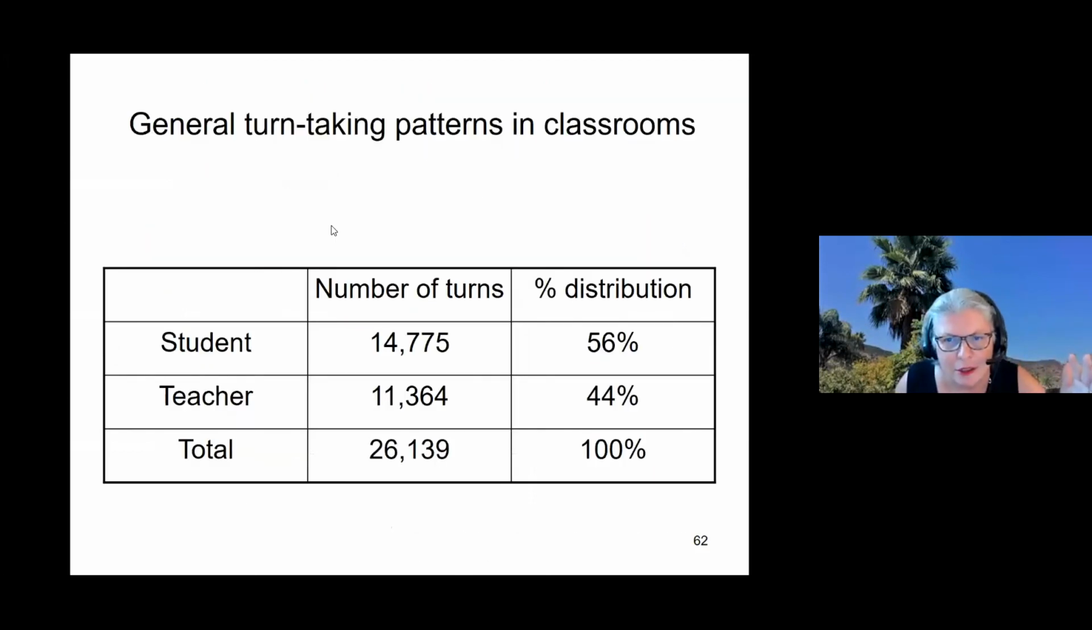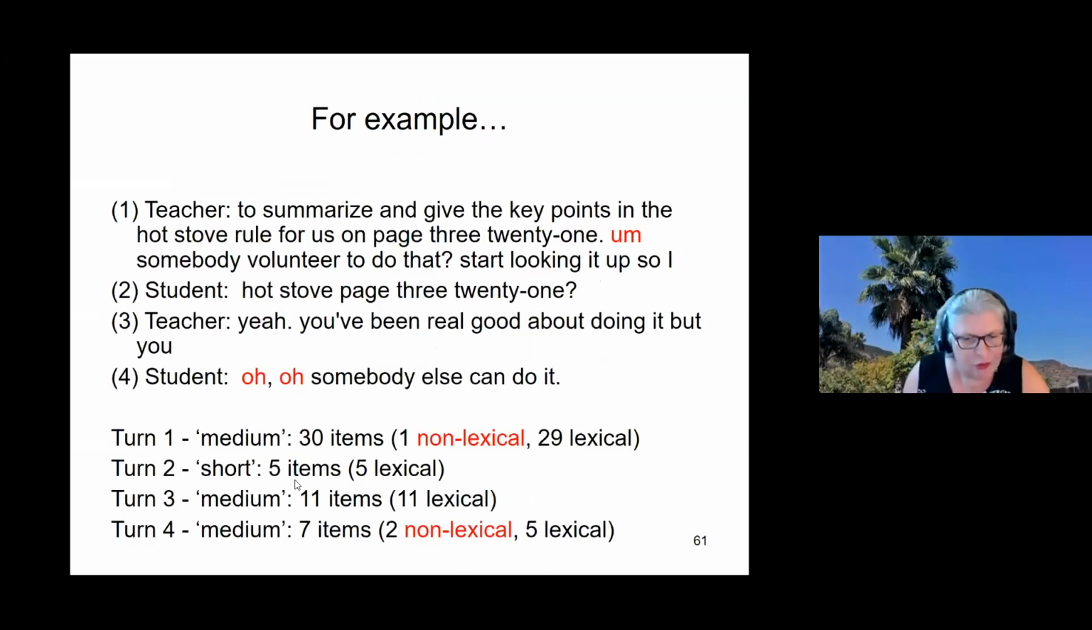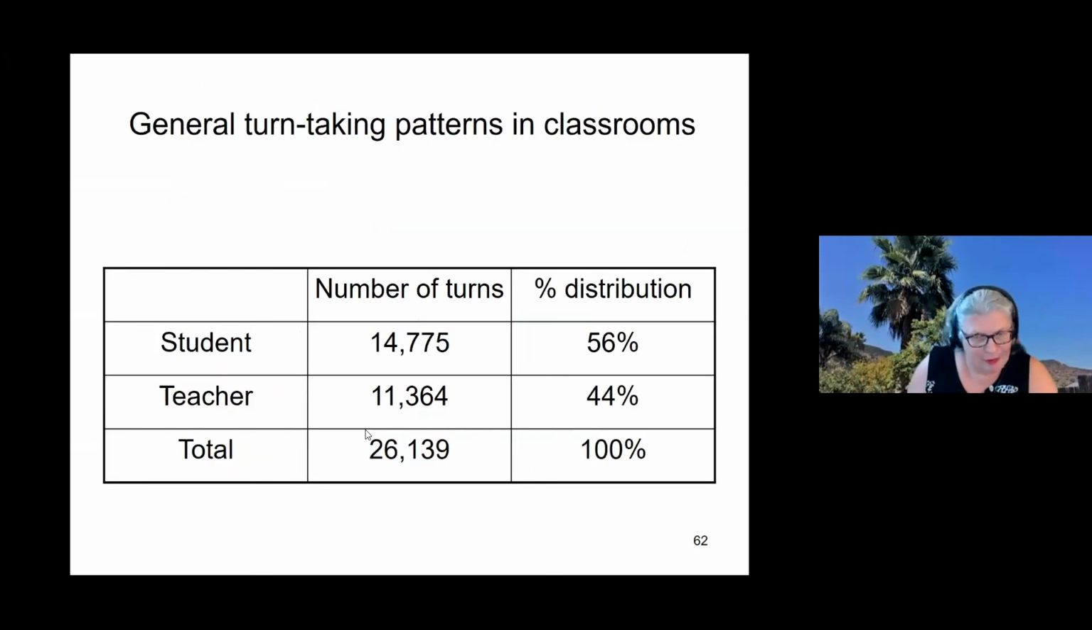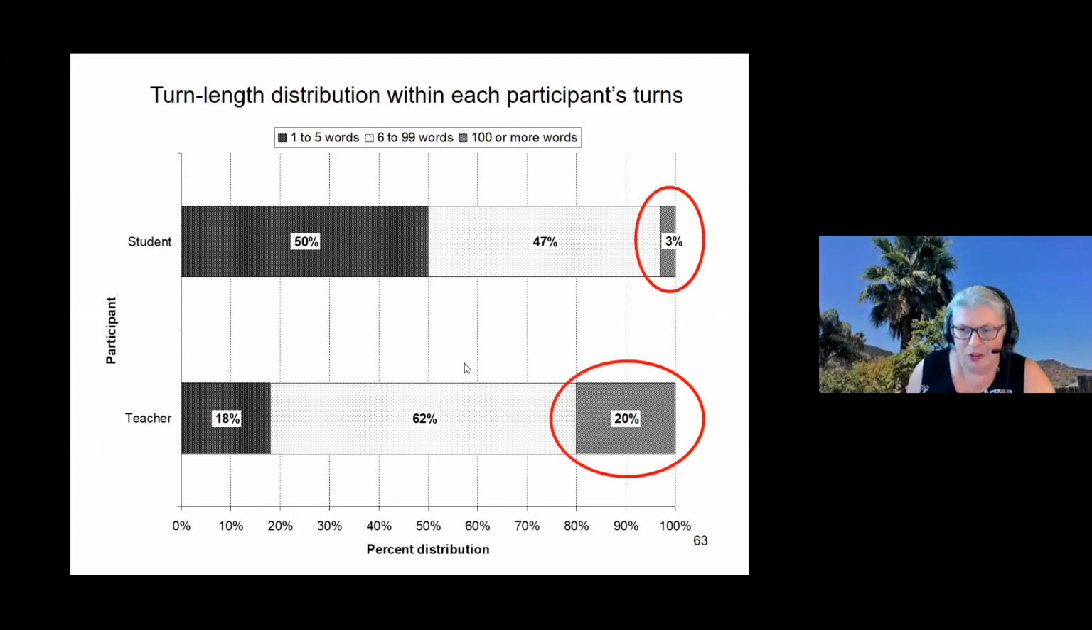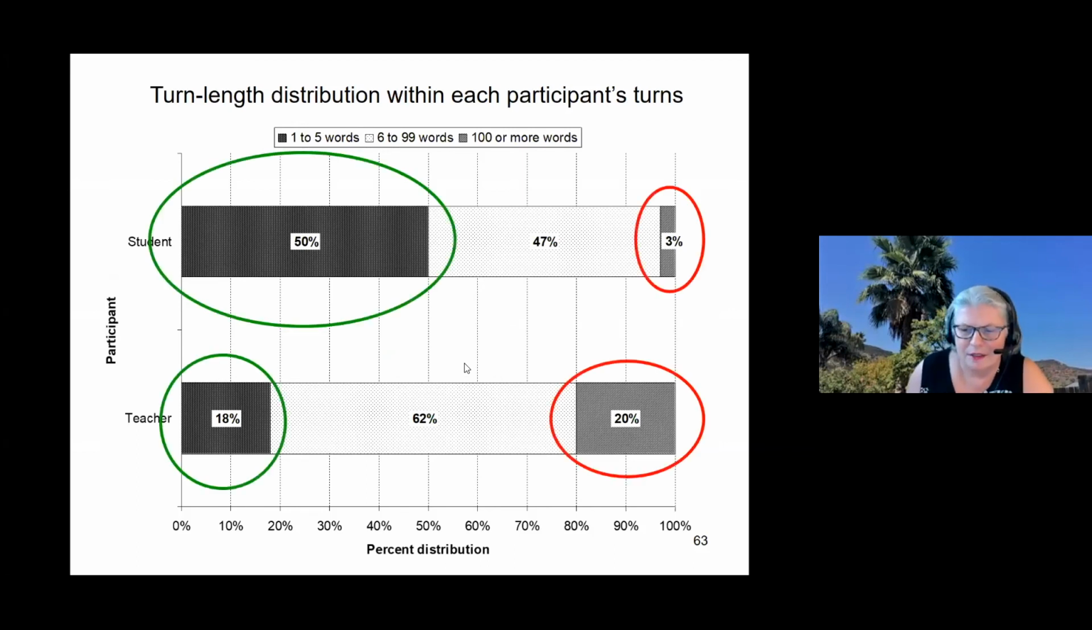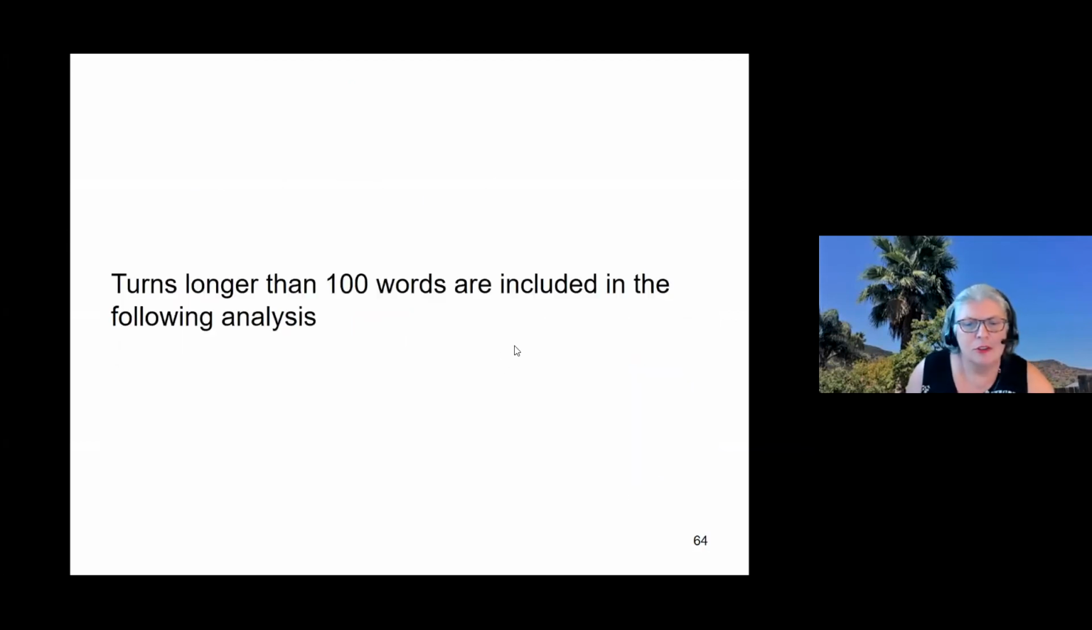I mean, if I look at this, turn 2 had 5 items: hot stove, page 321, question mark. Somebody else can do it. Somebody else can do it. That's the lexical content. So the turns by students are very short, and by teachers are over 100 words, which is not surprising, of course. Okay, so I took the turns that are more than 100 words and included them in the analysis.